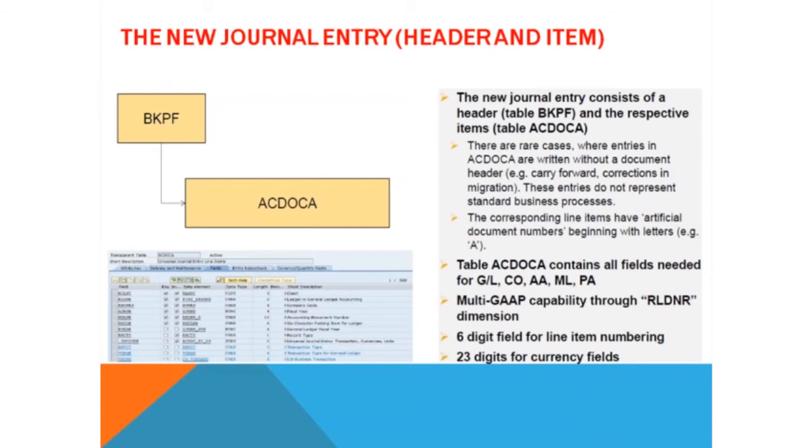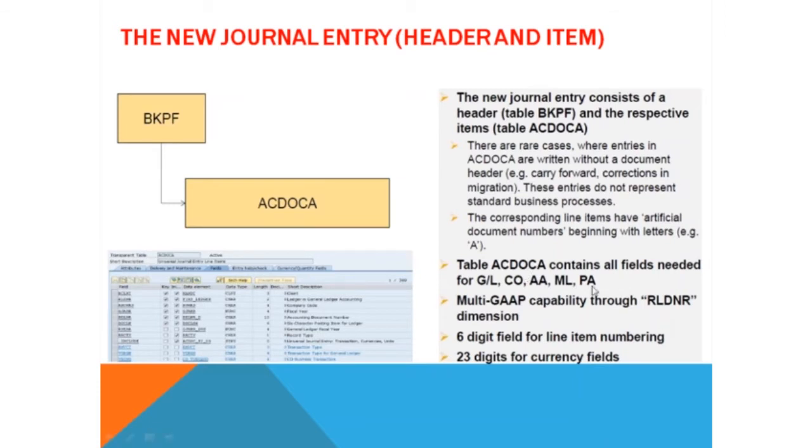Entries in BKPF and ACDOCA, or whatever you call them, are written without a document header for carry forward, corrections, and migration. These entries do not represent a standard business process. This is a big change. Those who are already working in SAP know that this is a big change, and from a reporting perspective, it will facilitate all the reporting.